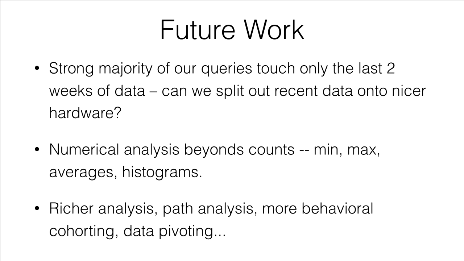Yeah, so we want to be able to support all kinds of numerical stuff and richer analysis: path analysis, more powerful behavioral cohorting, data pivoting. You should be able to do immediately from a funnel, show me the users who dropped off at this phase, or whatever else you want to do, or graph the conversion funnel percentage over time. And then from the perspective of actually using the data, there's a ton more stuff on our plate that we would like to be doing soon, like alerting.